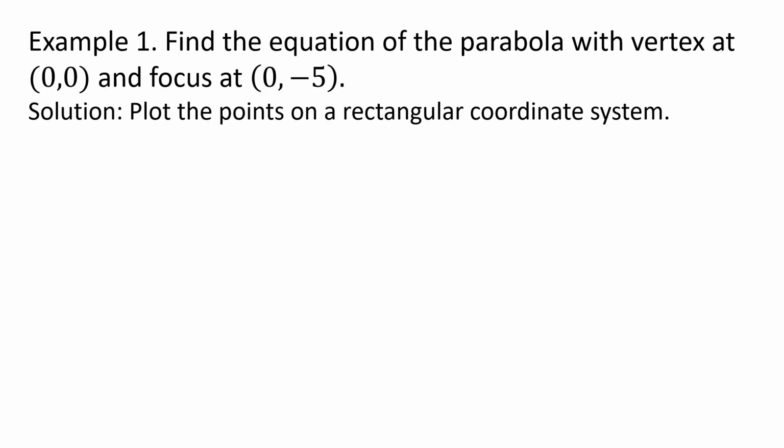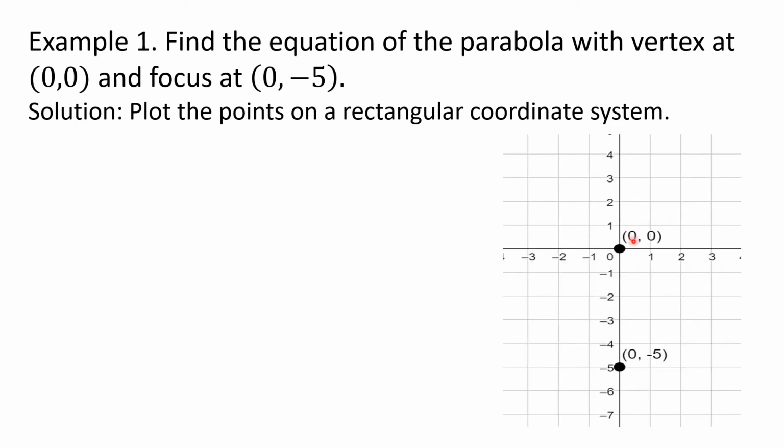Okay, so let's have an example. Example number 1 is to find the equation of the parabola with vertex at 0, 0 and focus at 0, negative 5. So for the solution, first let us plot the points in a rectangular coordinate system since this is our given. Okay, so we have here our vertex at point 0, 0 and our focus at point 0, negative 5. In this case, the opening of our graph is downward since we can find our vertex above the focus. So our graph is opening downward.